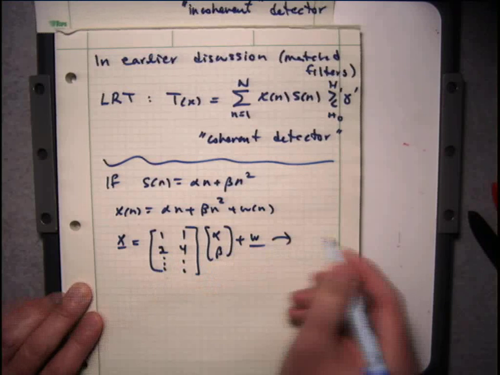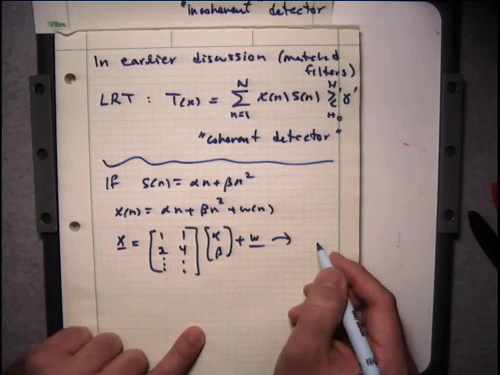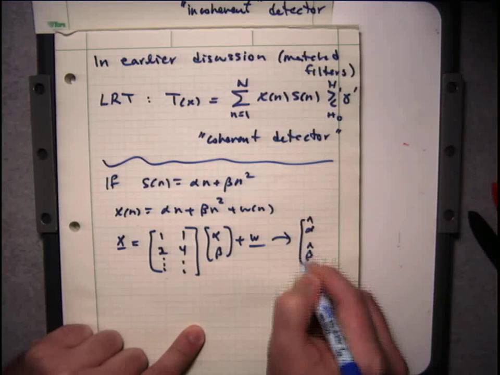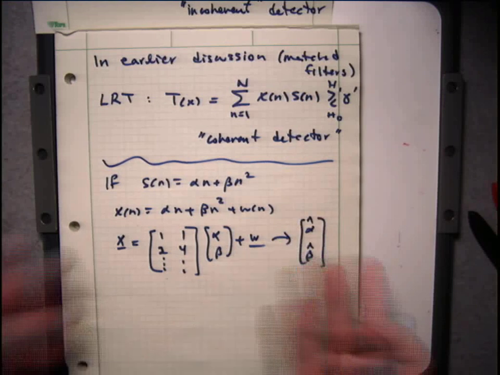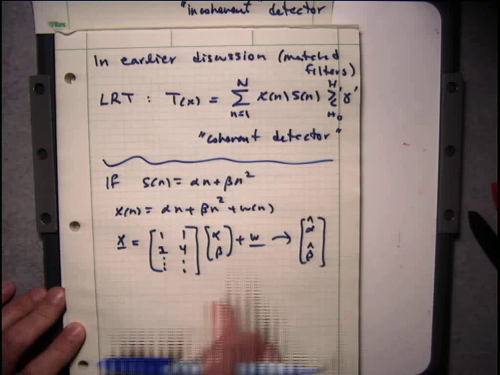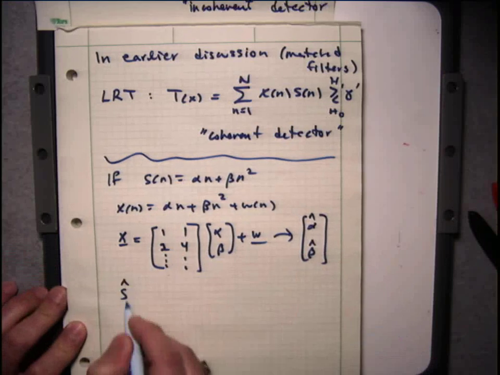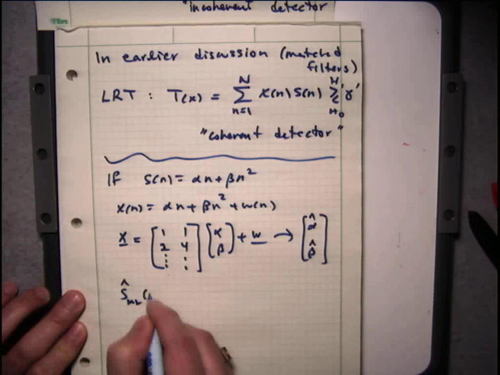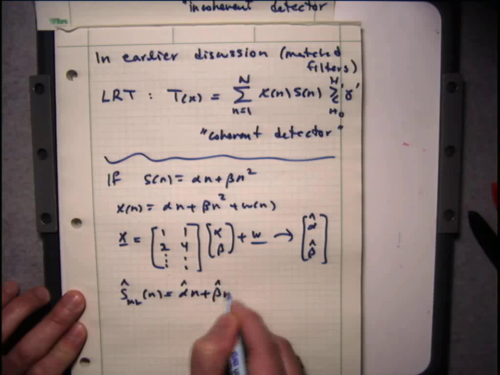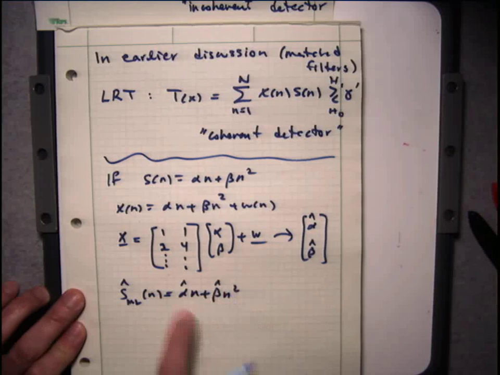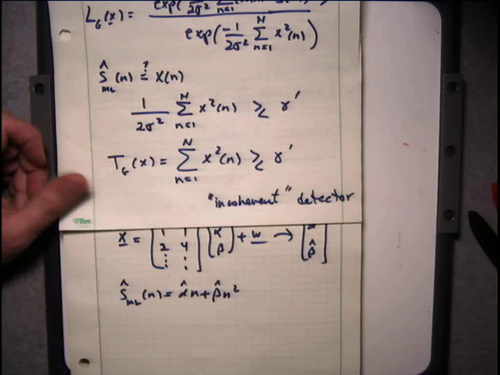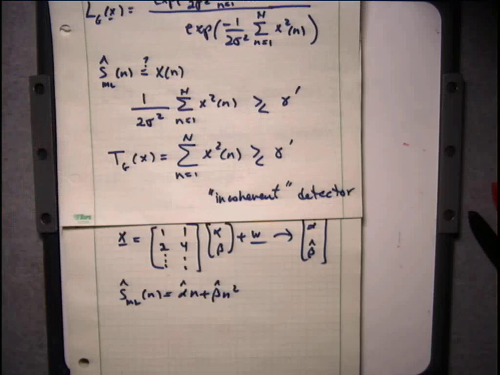From this, you would estimate the maximum likelihood estimates for alpha and beta. You would get alpha hat and beta hat, which in this case, because everything is Gaussian, would simply be the least squares estimate. Then these would be replaced in here. Then S hat, the maximum likelihood estimate of S, would be alpha hat n plus beta hat n squared. This is not the same thing as that. This is how you would use information about s of n if you knew it.